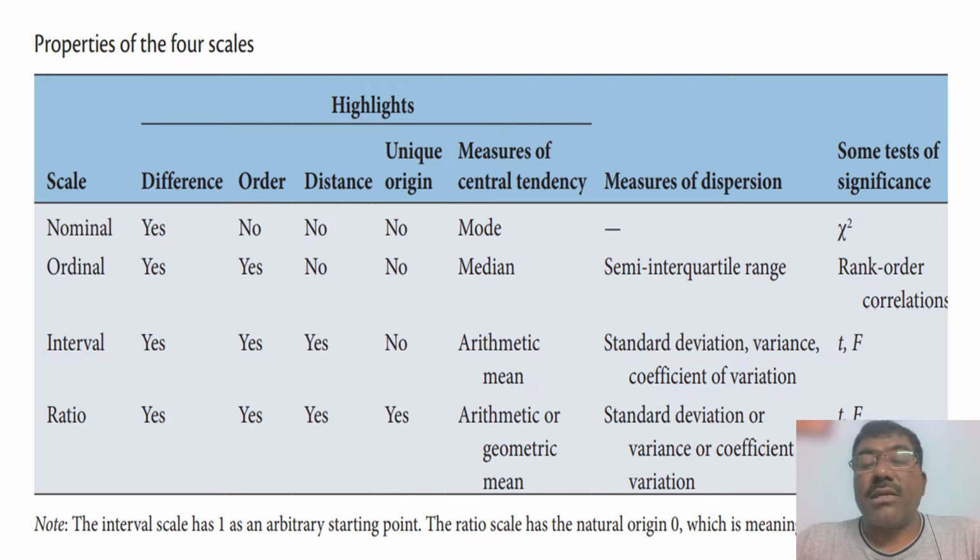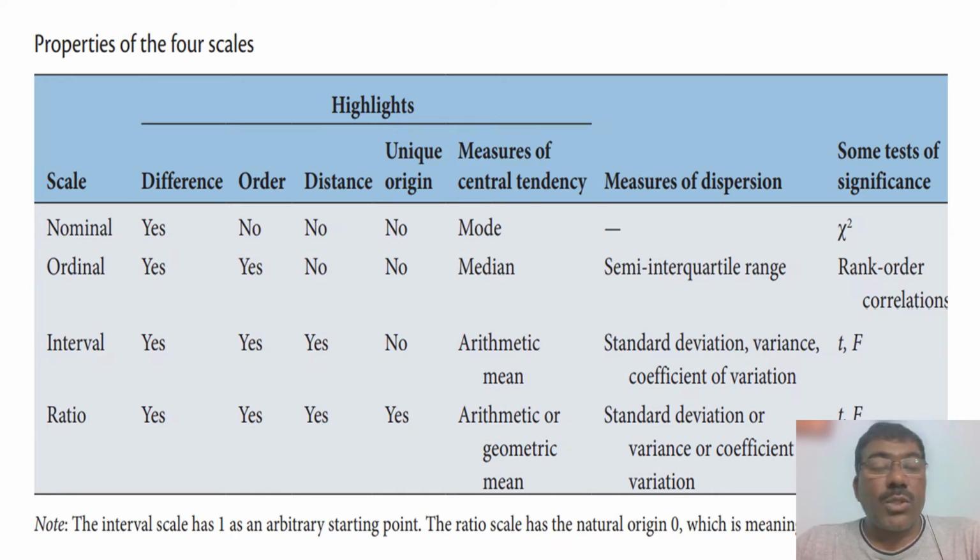and there is no application of the measures of dispersion. For the nominal scale we can do some tests of significance. For that, the chi-square test is the suitable statistical tool to know the level of significance between the two variables, dependent and independent. For example, male and female is gender. Gender is one variable, and saving of money is another variable. If you want to know the significance between these two, we can apply the chi-square test in the nominal scale.